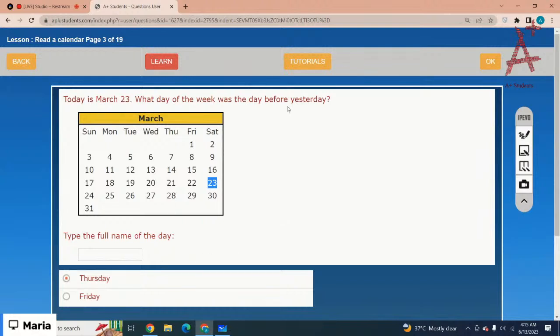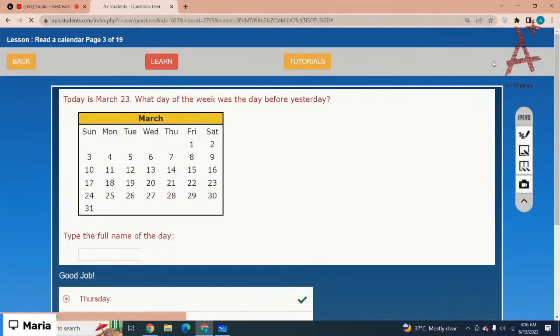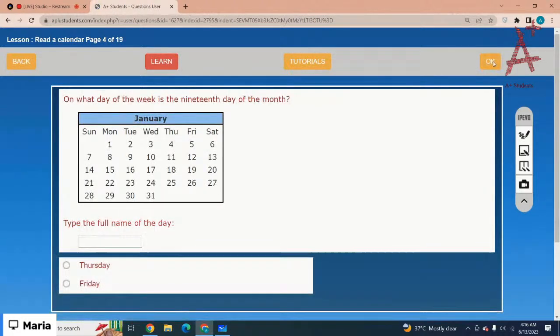You have to see the day before yesterday. So today is Saturday. Yesterday was Friday. And before Friday, it would be Thursday. You have to look for the day before yesterday. That would be Thursday. Just understand the question.